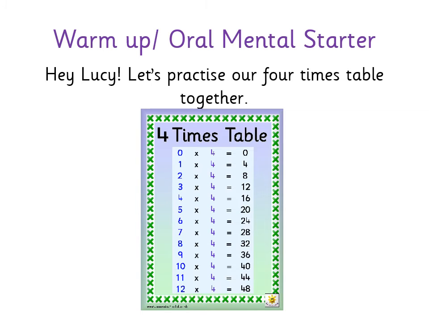For your warm-up today, we are going to practice our 4 times table. So let's count together. 0 times 4 equals 0, 1 times 4 is 4, 2 times 4 is 8, 3 times 4 is 12, 4 times 4 is 16, 5 times 4 is 20, 6 times 4 is 24, 7 times 4 is 28, 8 times 4 is 32, 9 times 4 is 36, 10 times 4 is 40, 11 times 4 is 44, and 12 times 4 is 48.